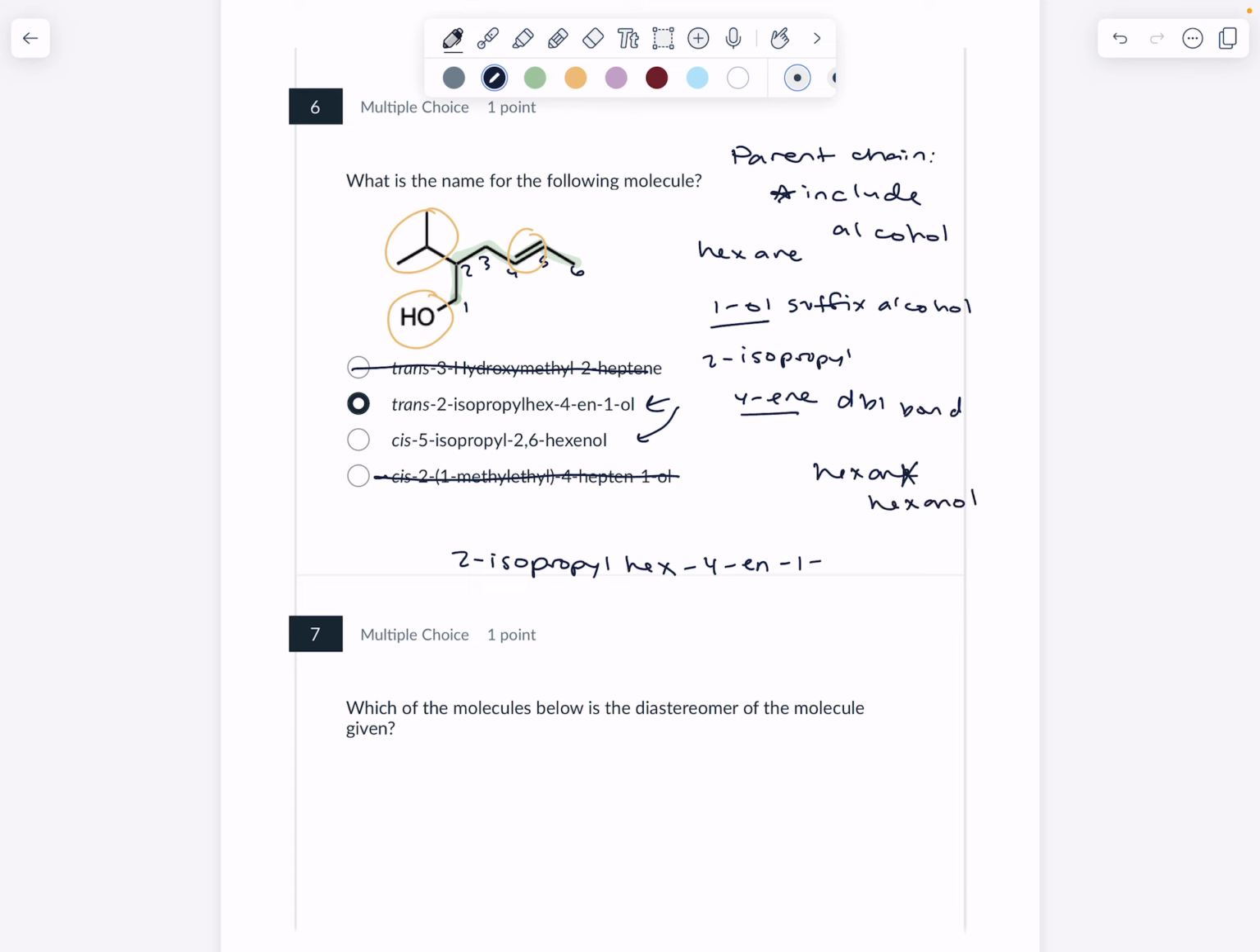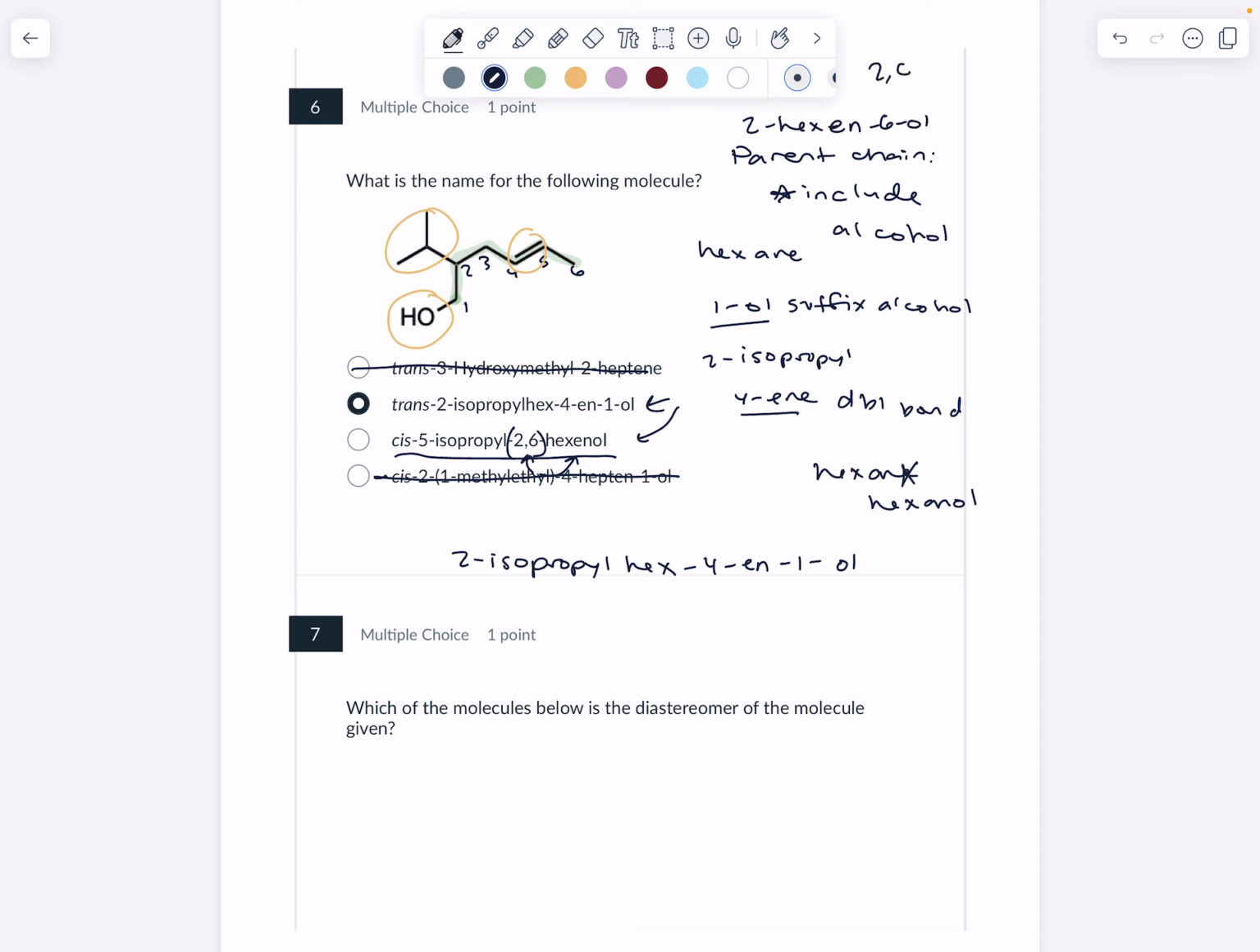So 4-ene and then 1-ol is the overall answer. Now, this one is numbered incorrectly, so I could eliminate it based on that. But if that wasn't enough for you, this 2,6-hexenol is too ambiguous. If they were trying to write it to where it was the 2-hexene, they would need to write 2-hexene and then 6-ol. But they didn't do that.